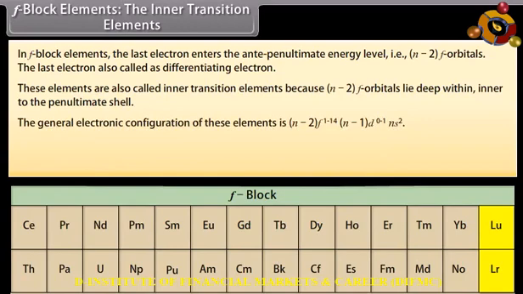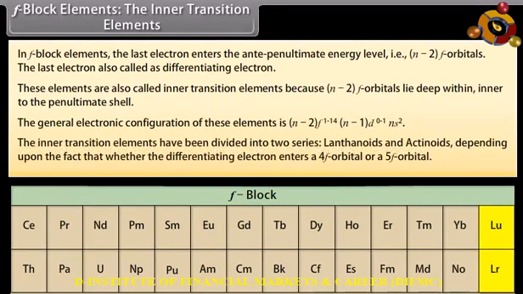The general electronic configuration of these elements is (n-2)f1-14, (n-1)d0-1, ns2. The inner transition elements have been divided into two series, lanthanoids and actinoids, depending upon whether the differentiating electron enters a 4f orbital or a 5f orbital.